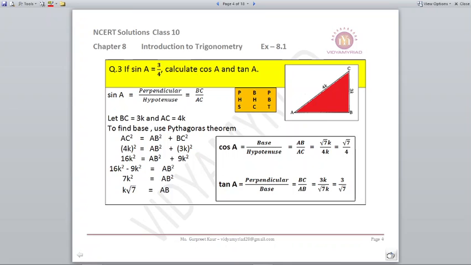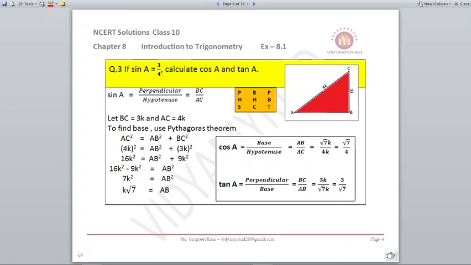So sin A is perpendicular upon hypotenuse, that is BC upon AC. We don't know the base, AB is missing. So using Pythagoras, we will find it, and you will see that it comes in root. So don't get worried if it comes in root. It can come. So root 7K is your AB. We need to find cos A. So according to the formula, cos A is base upon hypotenuse, that is AB upon AC. It becomes root 7 upon 4. And tan A is perpendicular upon base, that is P upon B.